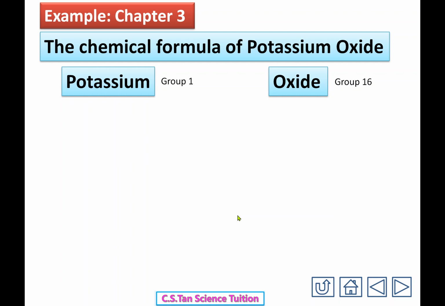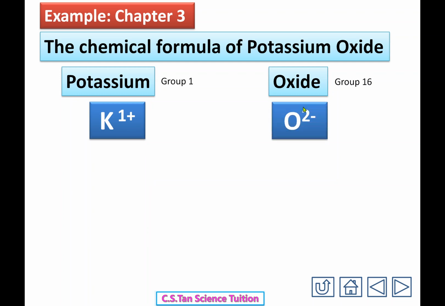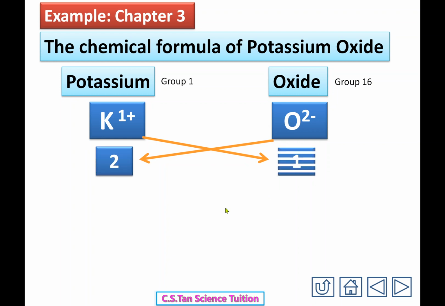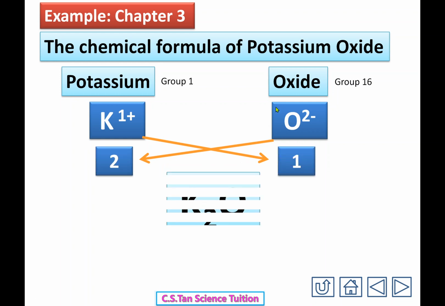Last time in chapter 3, to write the chemical formula of an ionic compound, we remember the ionic formula. So the chemical formula of potassium oxide: potassium and oxygen join together to become potassium oxide. But how to write the chemical formula? Still remember? You remember the cation of potassium, and the anion called oxide. After this, they cross the numbers. I give you 2, you give me 1. So finally, you have the chemical formula of potassium oxide. So this is how you write the formula of the ionic compound.